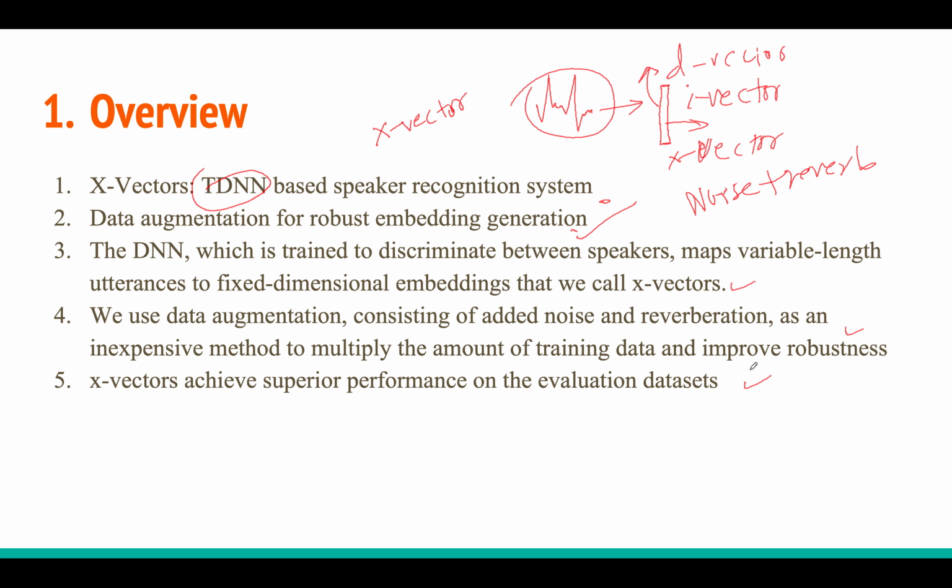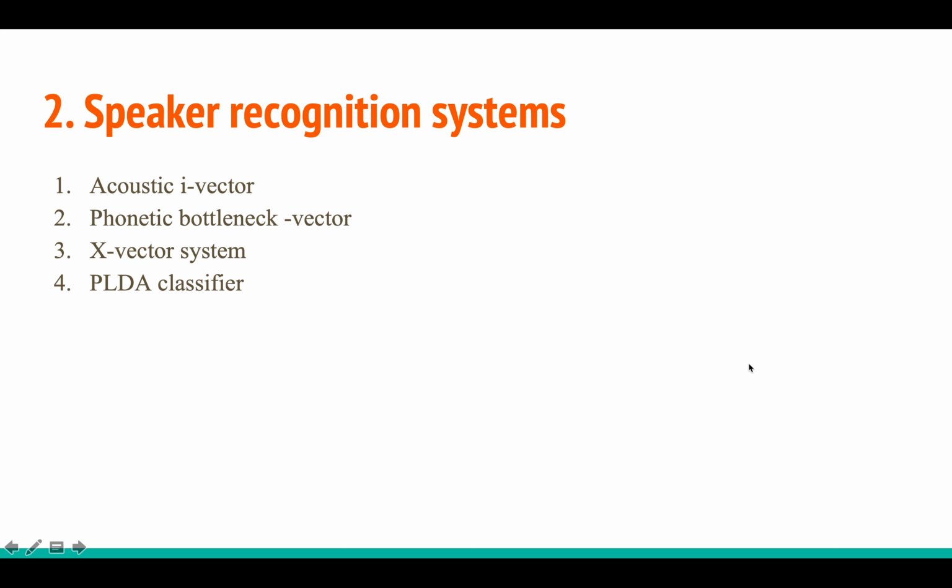We'll see those results in the coming slides. What I'm going to explain in this second point is, first, we are going to introduce what this acoustic iVector is. Basically it's the same old iVector system. How do we use that? That's one point. Second point, we'll see the phonetic bottleneck based iVector. Third, we'll see the extractor system, and finally we'll see the PLDA classifier. It's not that important, but these are the main three points which we are going to cover in the coming slides.